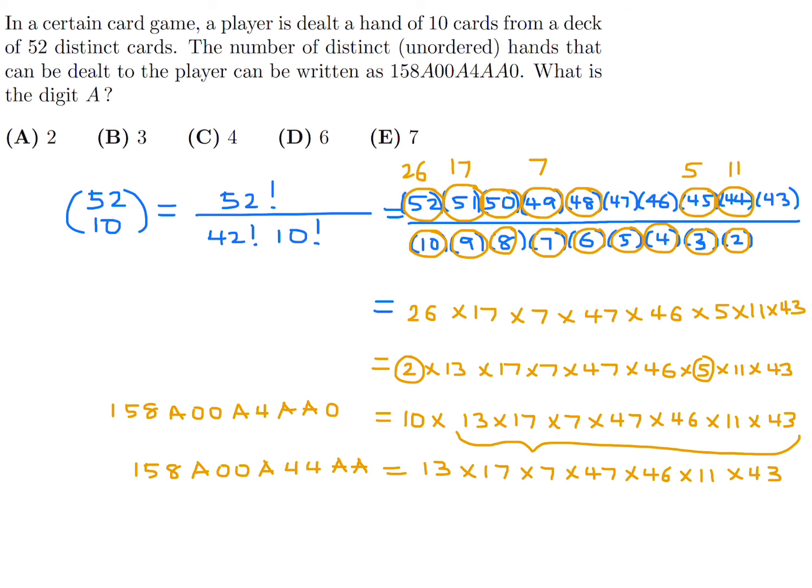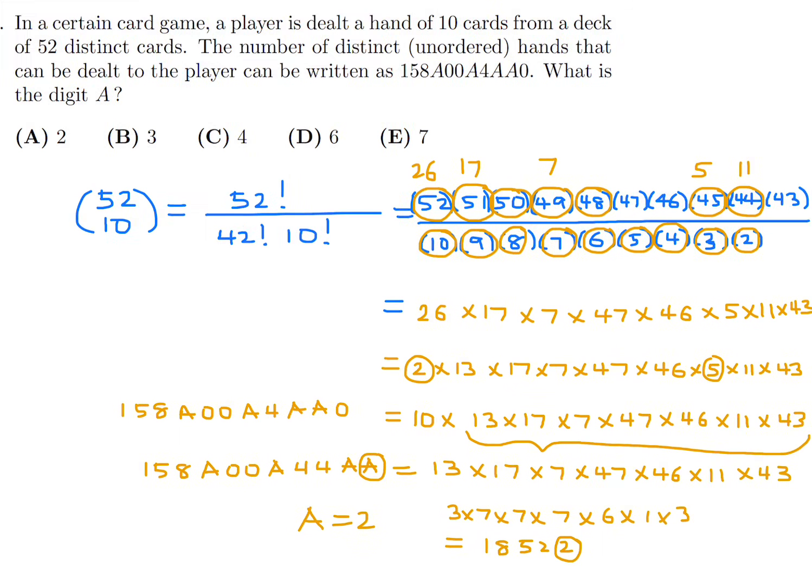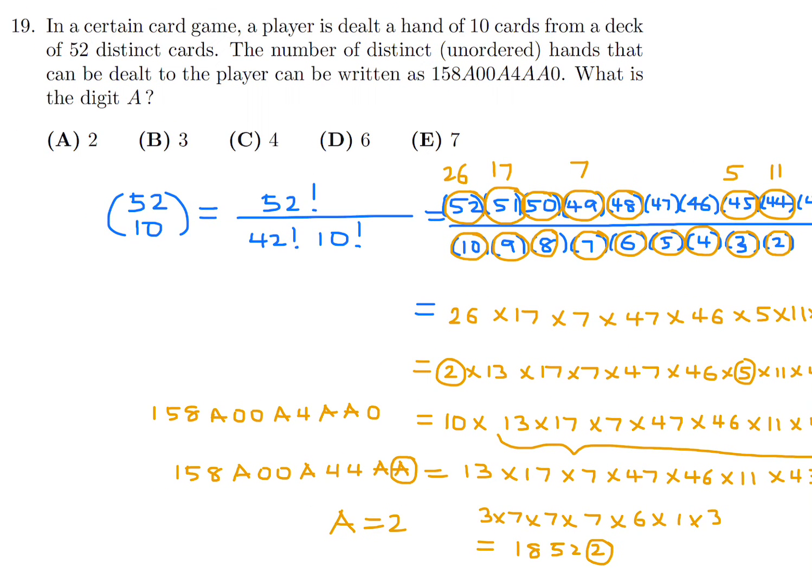And to get the units digit, I just have to look at the units digit of these guys, which is 3, 7, 7, 7, 6, 1, and 3. So it's a little bit more digestible there. And this can be done without too much pain. And when you do, you get 18522. So the units digit is 2 here. The units digit must be 2 there. So A is equal to 2. Therefore, number 19, the answer is A.